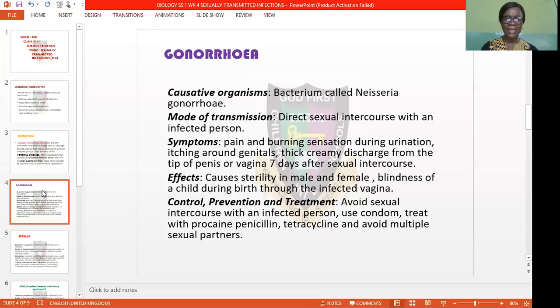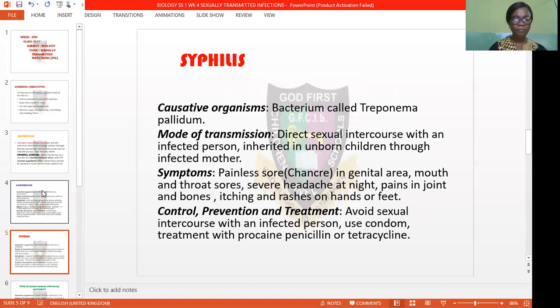Let's take a look at another sexually transmitted disease, which is syphilis. Syphilis is also caused by a bacterium called Treponema pallidum. It enters the host, or the body, through direct sexual intercourse with an infected person. It can also be inherited by unborn children through their infected mother. Yes, this disease can be transmitted from mother to unborn babies during pregnancy, nursing, or breastfeeding.